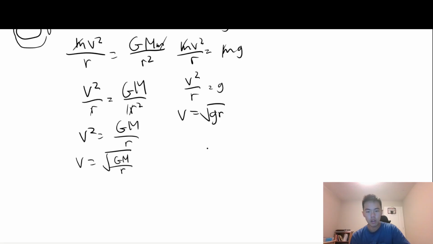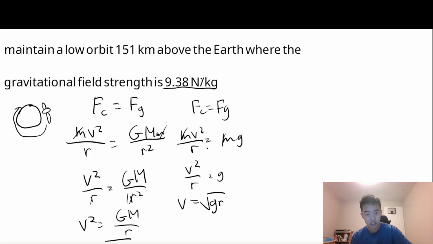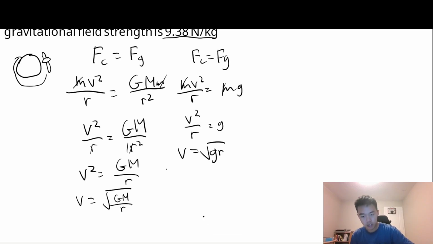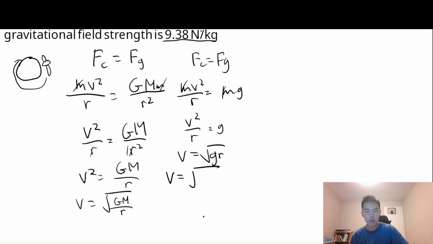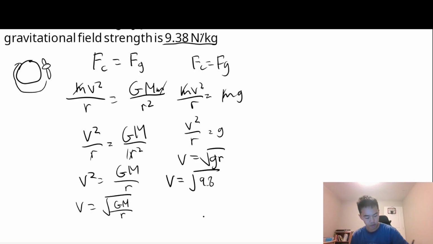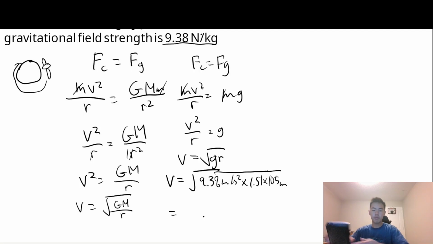Now let's first convert this to meters, and we need to find the speed. So velocity equals root, and here's where we can use 9.38 meters per second squared times our radius of 1.51 times 10 to the 5 meters, which equals root 9.38 times 1.51 E5.